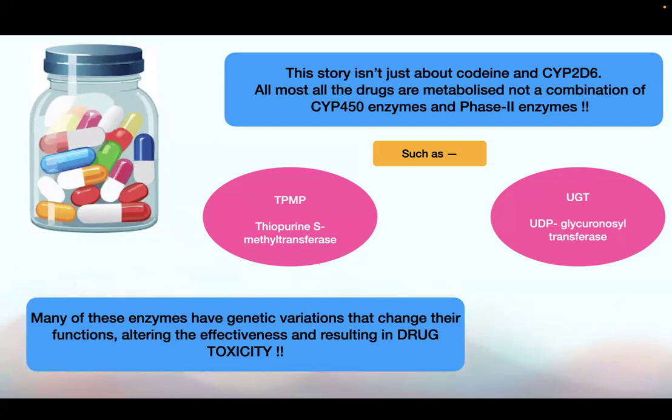So, the simple example of CYP2D6 and codeine was not the whole story, but the picture is very big as compared to one single example. That was for understanding the concept, but we have many challenges in phase 2 enzymes also, TPMT and UGT. This makes the toxic effect of the drug.